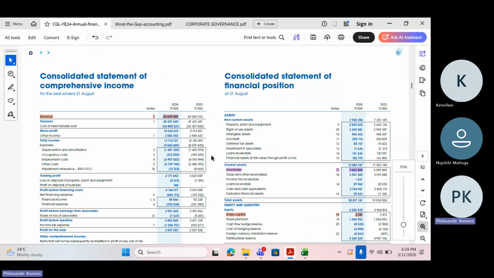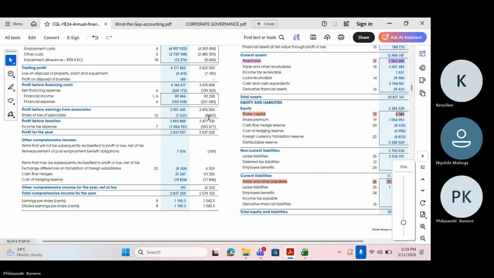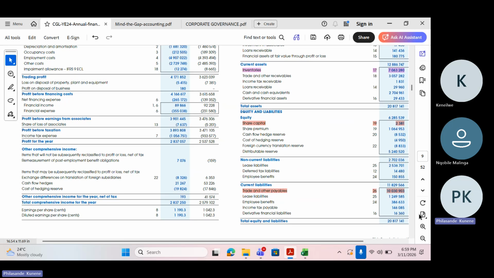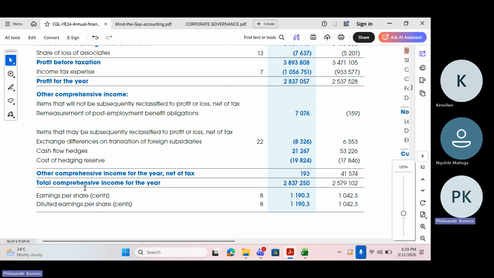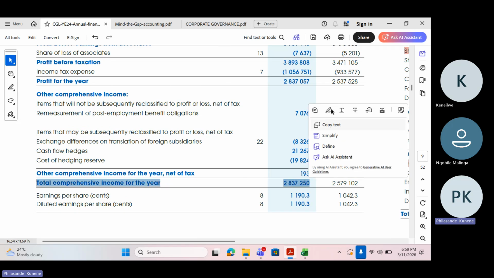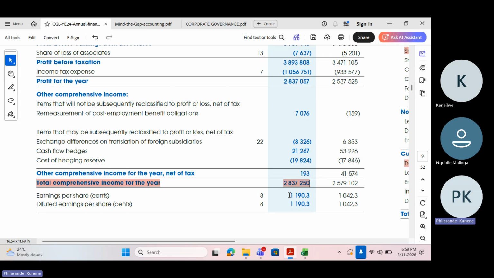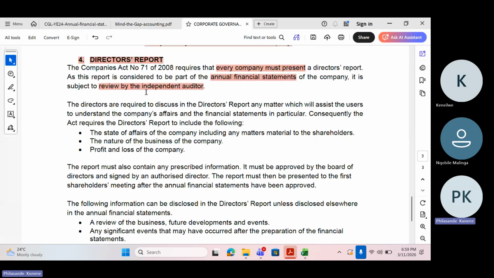If I go and check the profit there, you can see, guys, that the profit is the same. Where is it? You see, total comprehensive income for the year is 2,837. Can you see? So that's why we have to check it. The profit they're talking about here is also there, 2,837, between one of these two. Okay. That's what I wanted to share with you. We have to check that.